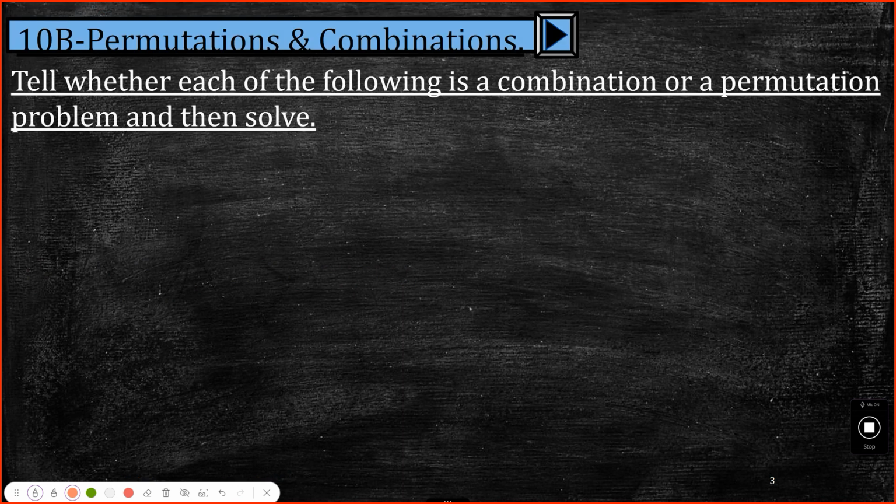Okay, moving on to permutations and combinations. Lesson 10B, permutations and combinations. Tell whether each of the following is a combination or a permutation problem and then solve it. How can we talk about permutation and combination? They're completely distinct. What is a permutation and what is a combination?